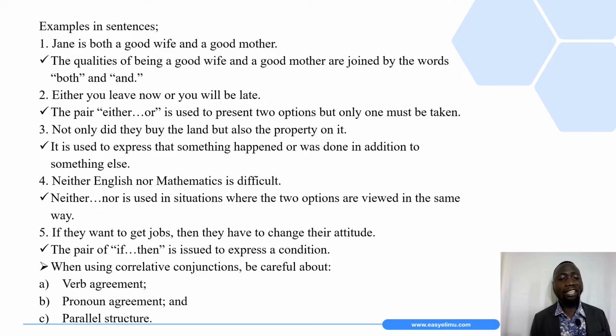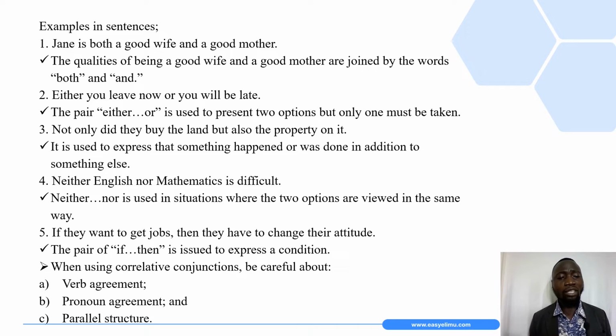So we also have, that is the fourth example, neither English nor mathematics is difficult. So again, if we study the above sentence keenly, neither nor is a pair that is used in situations where two options are viewed in the same way. So it means that English is not difficult, mathematics is also not difficult. So both of them are easy, and that is why again we say that the pair neither nor is used in situations where two options are viewed in the same way.